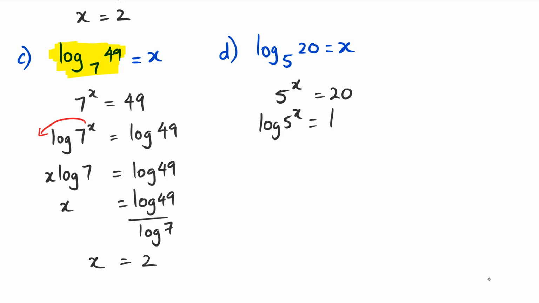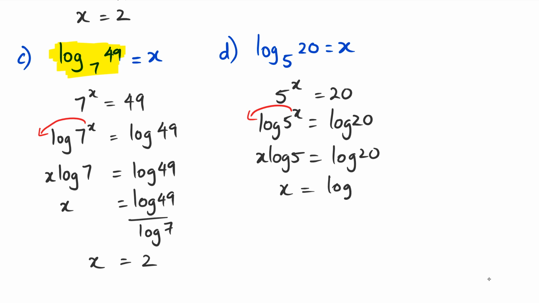Log 5x equals log 20. And then you bring the power to the front because that's what happens with logs. So we rewrite this as x log 5 equals log 20. And then x is equal to log 20 divided by log 5, which means x is equal to 1.86. It's one of my favorite merit questions because those are the kind of questions you do for like 5 points real fast.